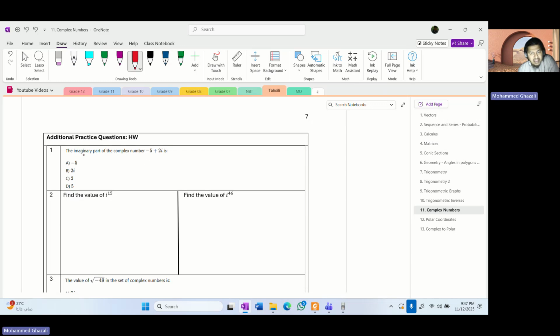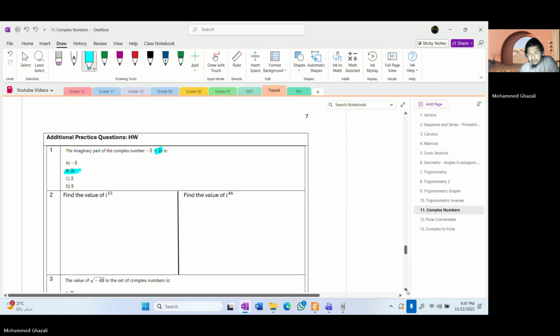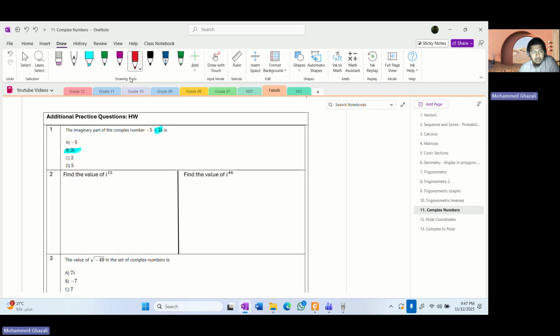Okay, the imaginary part of the complex number. What is the imaginary part of the complex number? The imaginary part of the complex number is 2i, right? So it's the entire term. Next question. Find the value of i to the power 15.